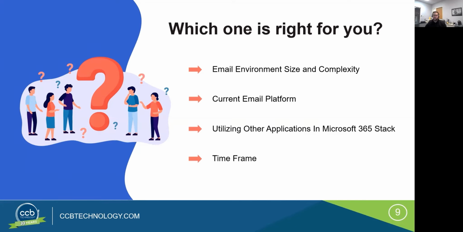What's your current email platform? That's going to be a huge indicator of whether you can even do a hybrid or a hybrid light. What, if any, other applications are you using in the 365 stack? Because if you start rolling in Teams and SharePoint, and if you already have a tenant, we really want to look at it and see what makes sense. And then last but not least is definitely that time frame component.